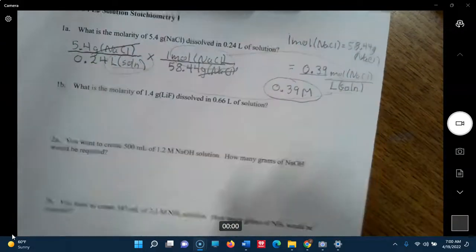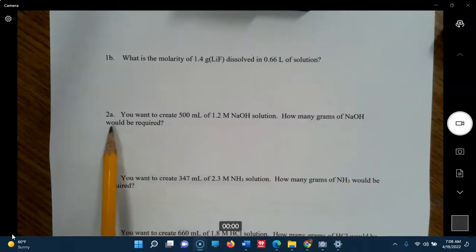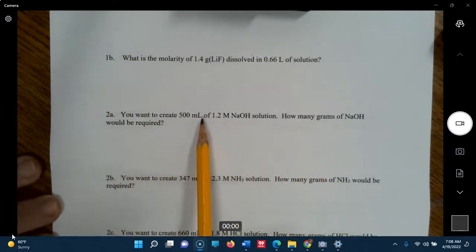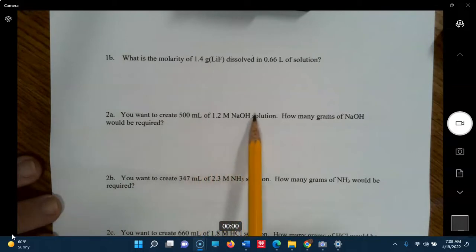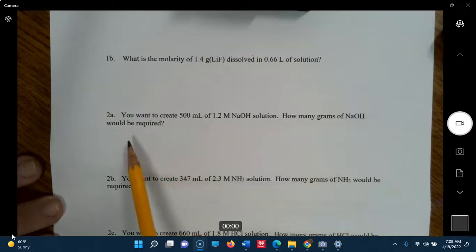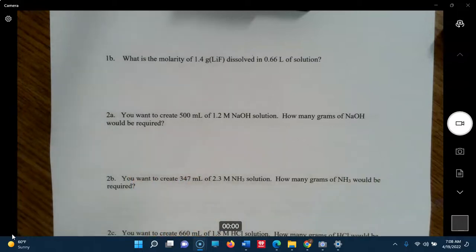1B is the same type of problem. I'm going to move on to problem 2A. So let's read that. You want to create 500 milliliters of a 1.2 molar NaOH solution. How many grams of NaOH would be required? That's a very typical lab problem where you want to make this solution, you have to go back and figure out how many grams of NaOH. You go back to the storeroom, you get out the NaOH, how many grams of it are you going to need to make 500 milliliters of a 1.2 molar concentration solution.